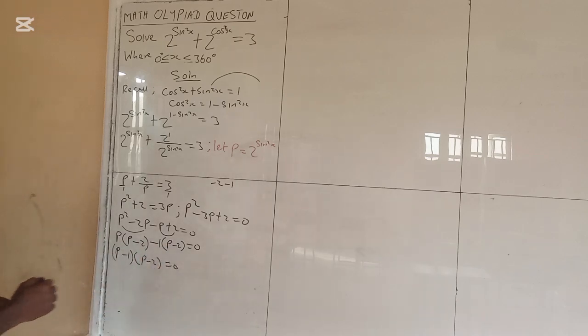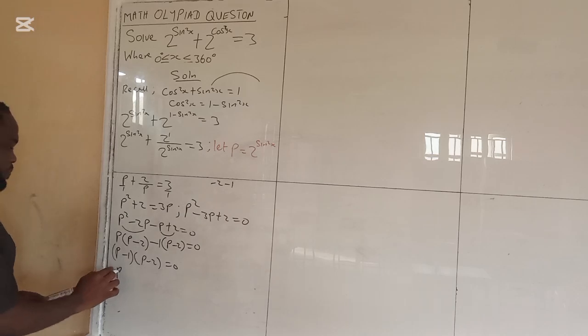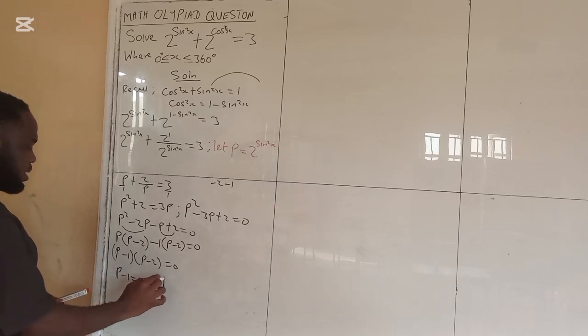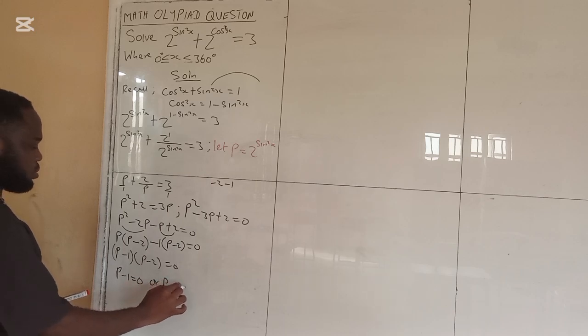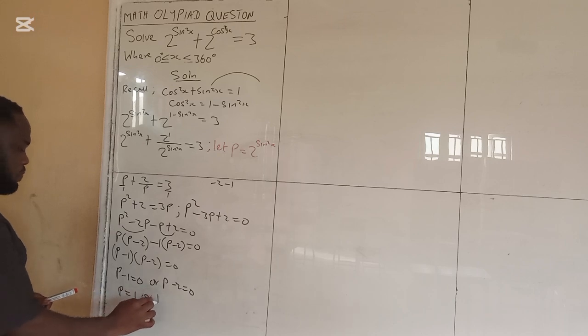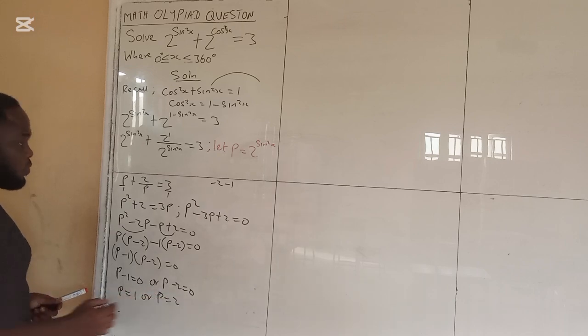Right? So from here now, we shall have that P minus 1 is equal to 0, or that P minus 2 is equal to 0. So we can solve for P. P is equal to 1 or P is equal to 2.